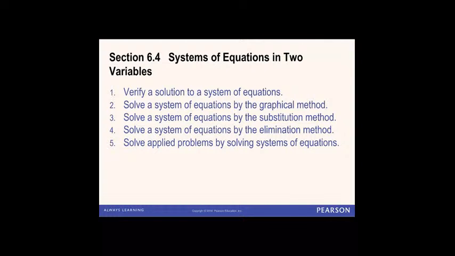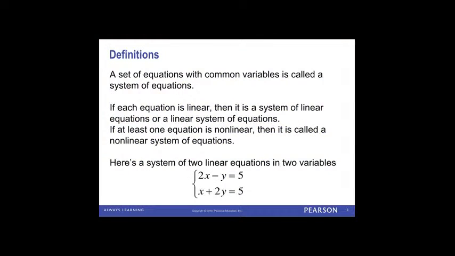All right. So let's make our way through this section. We have a set of equations with common variables. It's called a system of equations. If each equation is linear, then it's going to be a system of linear equations, or a linear system of equations. If at least one equation is nonlinear, then it's called a nonlinear system of equations.